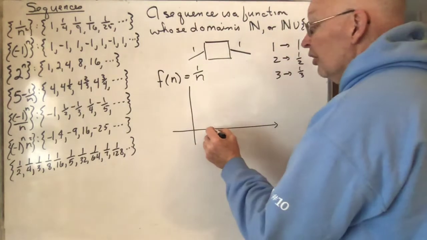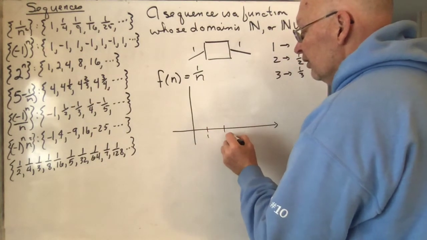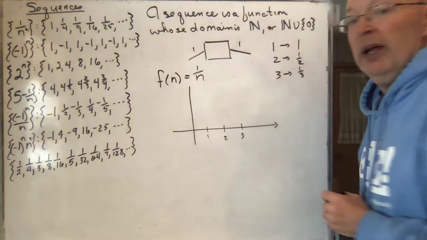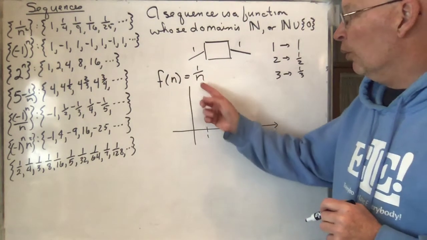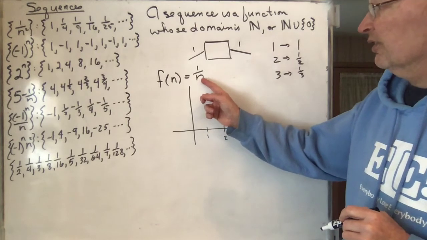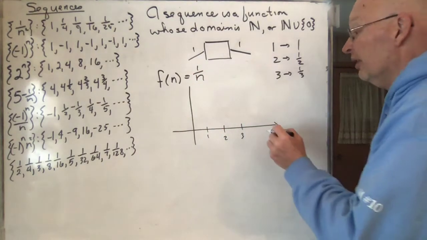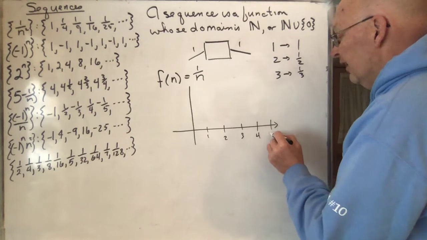This could be your domain here. Here's 1, here's 2, here's 3. Notice, by the way, this is one where we'd have to start at 1 rather than at 0. Agreed? If you start at 0, the first one doesn't make any sense. 4, 5, and so on.